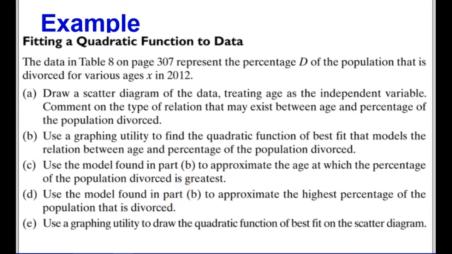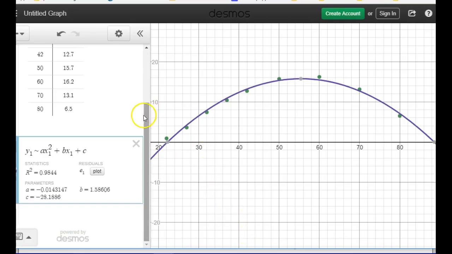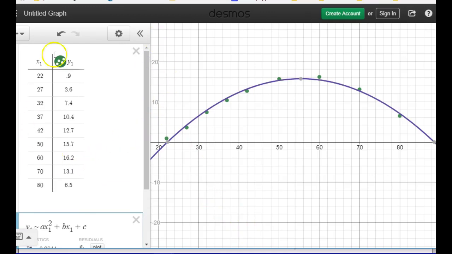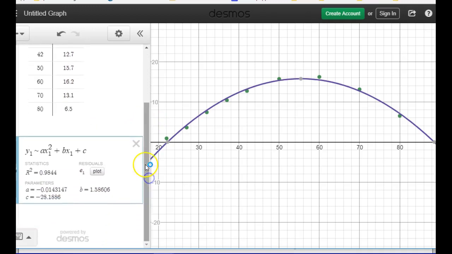Okay? So here's the data population. And what I've gone ahead and done is I've put that into my table in Desmos. So here you'll see the data that we used. So then, using Desmos, I can also use my quadratic regression. All right, and we've done this with linear regression. It's the same sort of thing.